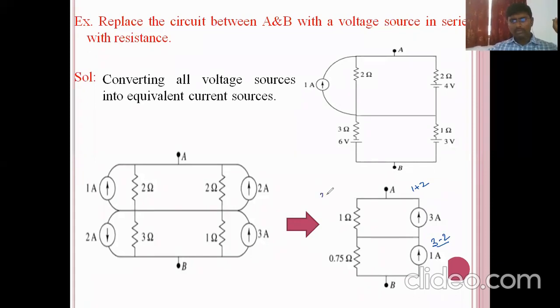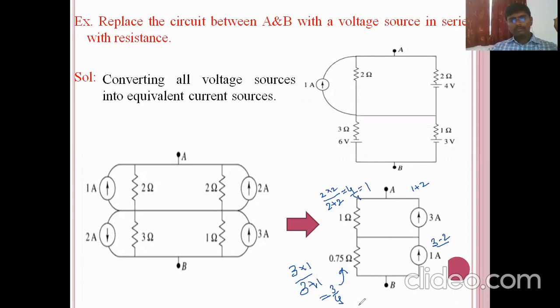1 amp and 0.75. For the resistance, you have to calculate the equivalent resistance between these two. So 2 into 2 by 2 plus 2, which is 4 by 4, equal to 1. Whereas here, 3 into 1 by 3 plus 1, which is equal to 3 by 4, that is 0.75.